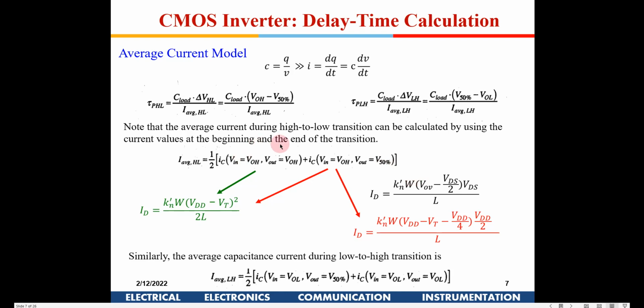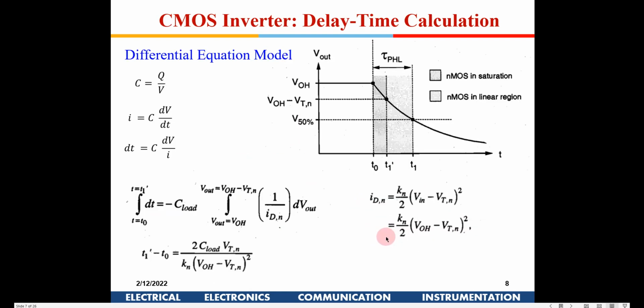Okay, so you can expect these kinds of small calculations in your midterm exam. Now the second method is the differential equation model. In this, C is Q by V and I is equal to C dV by dt, or if I put in dt, it is C into dV by I. So you are integrating this time for a value of Vout to Vout minus, and here again we are taking two different conditions.